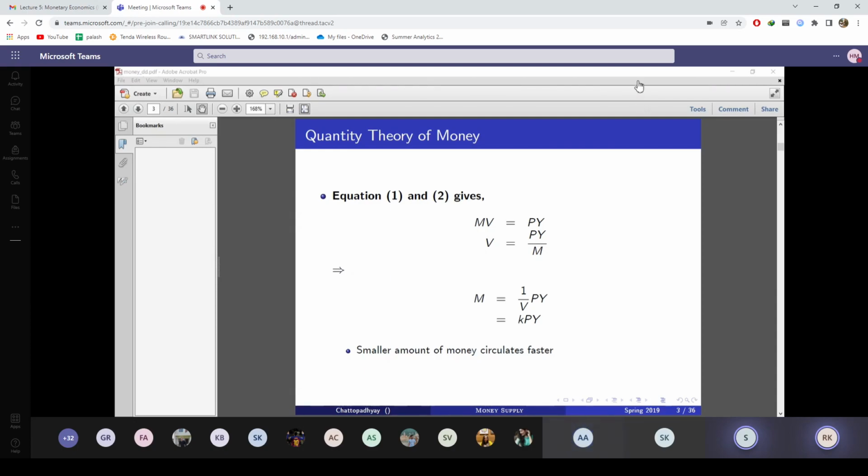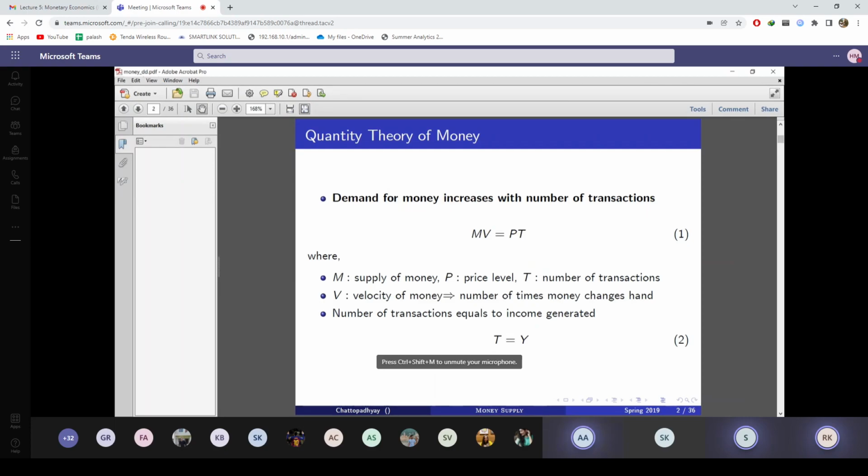Yes. So let me now start with the quantity theory of money. The basic premise of the quantity theory of money was that demand for money increases with the number of transactions.